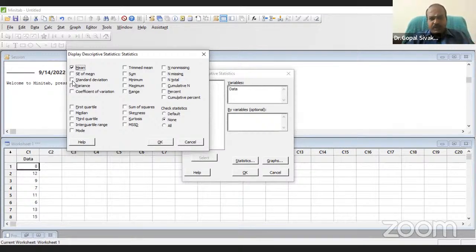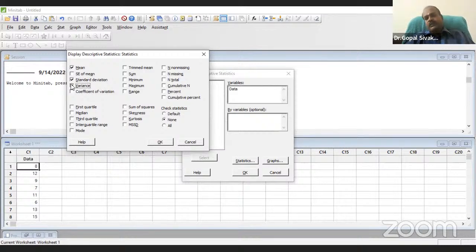Standard deviation. Hope all of us are familiar with standard deviation. So I tick standard deviation. Then variance. What is variance? Variance is the square of the standard deviation. Am I correct?